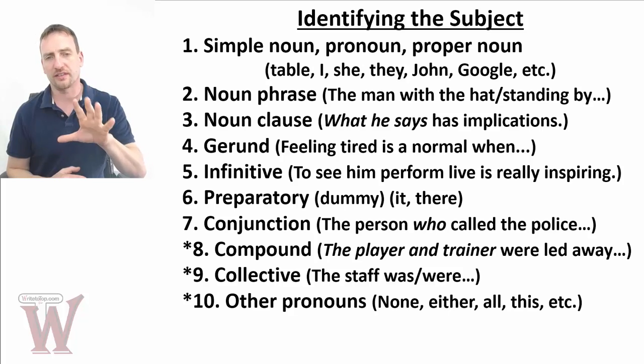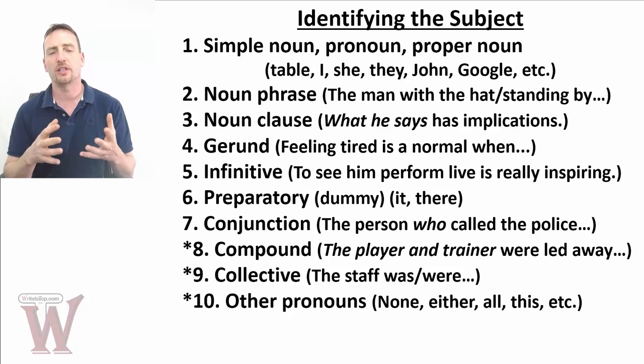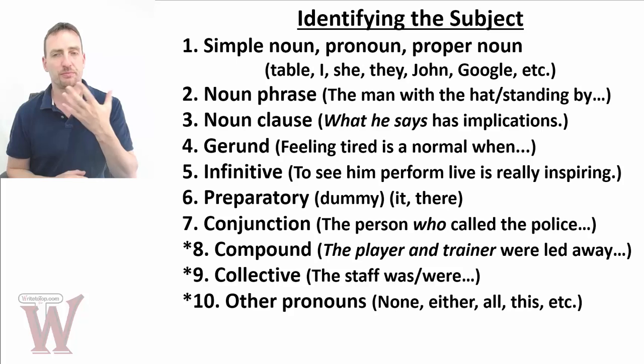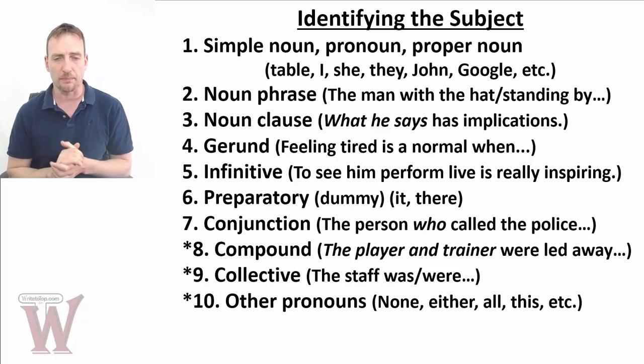Today we're going to look at just the different types of subjects, what they look like. I'm going to give you examples of each type of subject, so that way you can identify them and then make sure that you make your verb agree with that subject. We have simple nouns, pronouns, and proper nouns. These are the most common types of subjects. Noun phrases, noun clauses, gerunds, infinitives, preparatory subjects, conjunctions, compound subjects, which we'll make a different video for, collective subjects, which I'll make a different video for, and very specific types of pronouns: none, either, all, this. Sometimes these can be a little bit confusing.